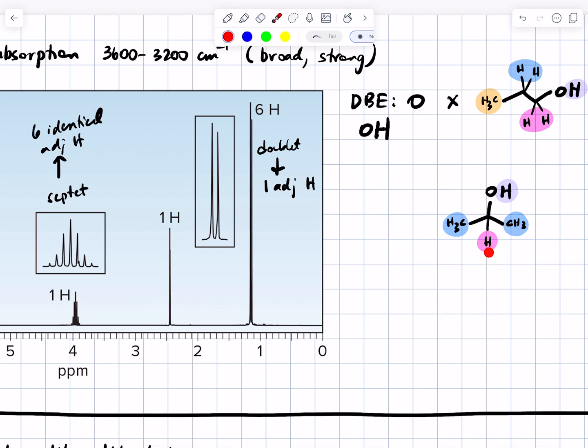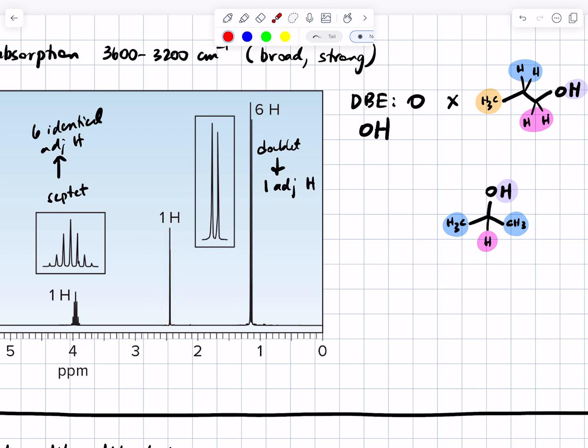Our pink proton is adjacent to the 6 methyl protons. Our methyl protons are adjacent to the 1 pink proton. Oh, by the way, the pink proton is actually adjacent to the OH group. Why isn't it split by the OH group? Because OHs are weird. In most cases, hydrogen bonding and rapid proton exchange between molecules prevent the nearby proton from seeing the 2 different spin states possible for the OH group.